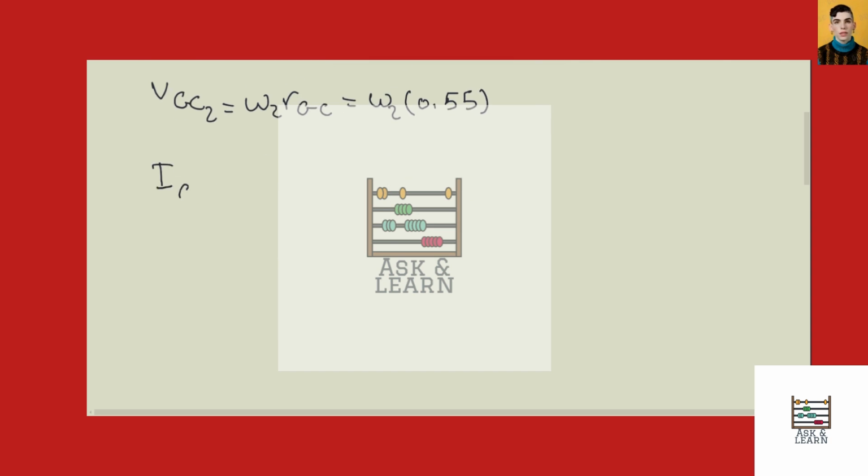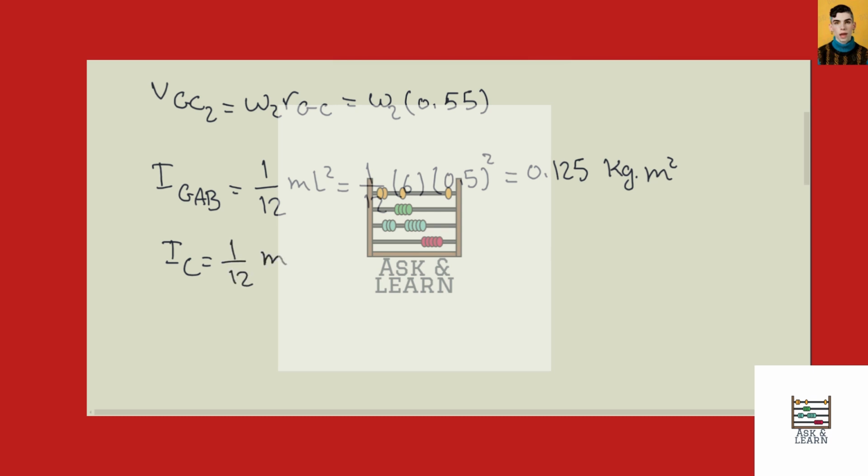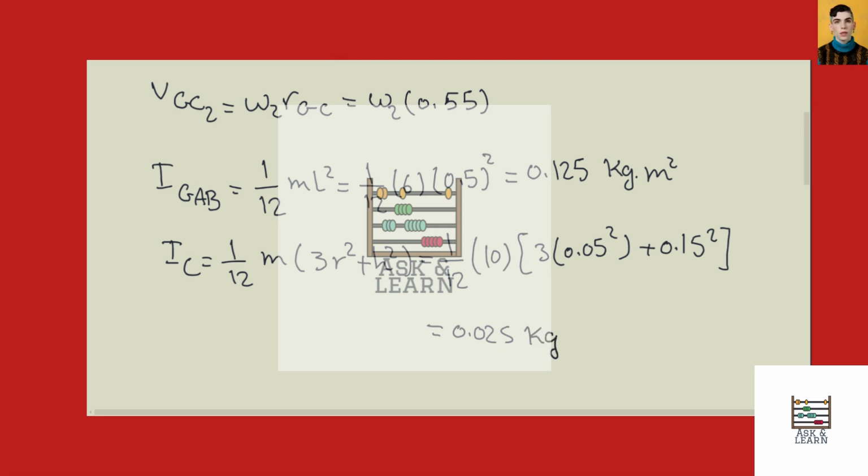The mass moment of inertia of the rod AB is equal IGAB equals 1 over 12 ml square equals 1 over 12 multiply 6 multiply 0.5 square equals 0.125 kilogram dot meter square, and IC equals 1 over 12 m multiply 3r square plus h square equals 1 over 12 times 10 multiply 3 times 0.05 square plus 0.15 square, which is equal 0.025 kilogram dot meter square.